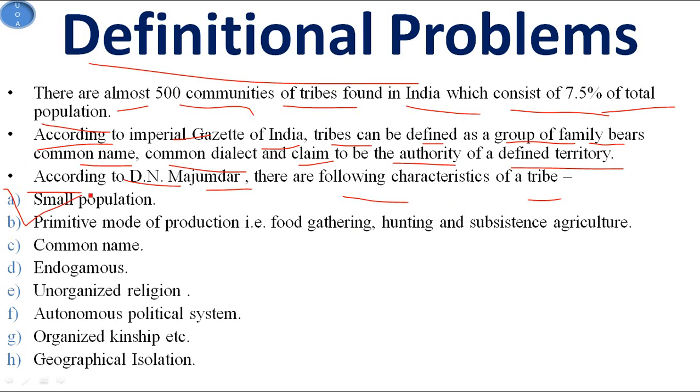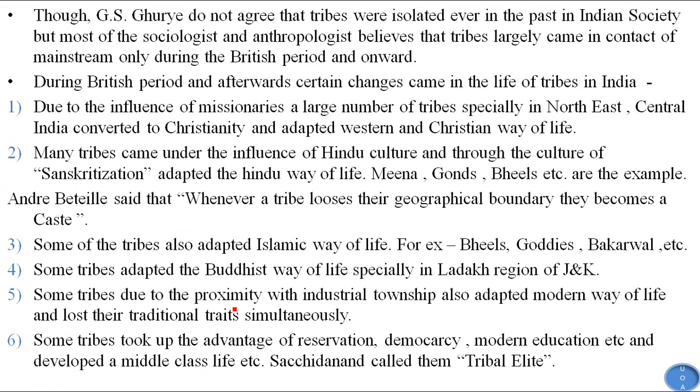The characteristics are: first one is small population. They have a primitive mode of production, that is food gathering, hunting, and subsistence agriculture. They have a common name. They are endogamous, which means they marry within their own group, and they have an ethnic religion. So this means endogamy and endogamous. They have unorganized religion, an autonomous political system, organized kinship, etc. And basically they have geographical isolation.